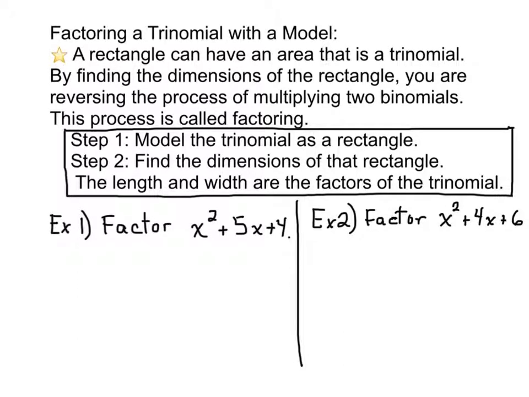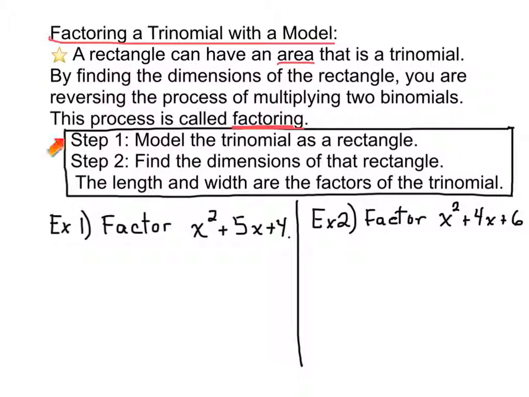So to wrap up our investigation on the previous slide, let's look at factoring a trinomial with a model, kind of important points. So a rectangle can have an area that is a trinomial. By finding the dimensions of the rectangle, you are reversing the process of multiplying two binomials. The process is called factoring. That factoring is the reverse of multiplying.